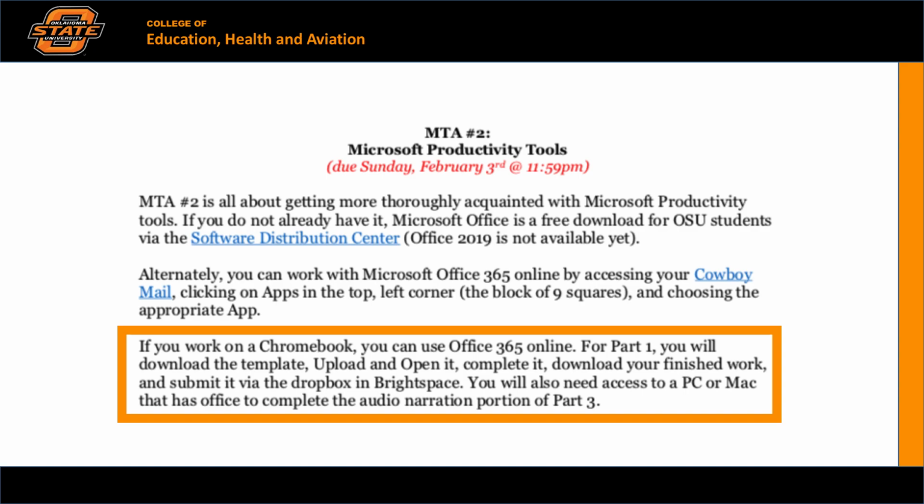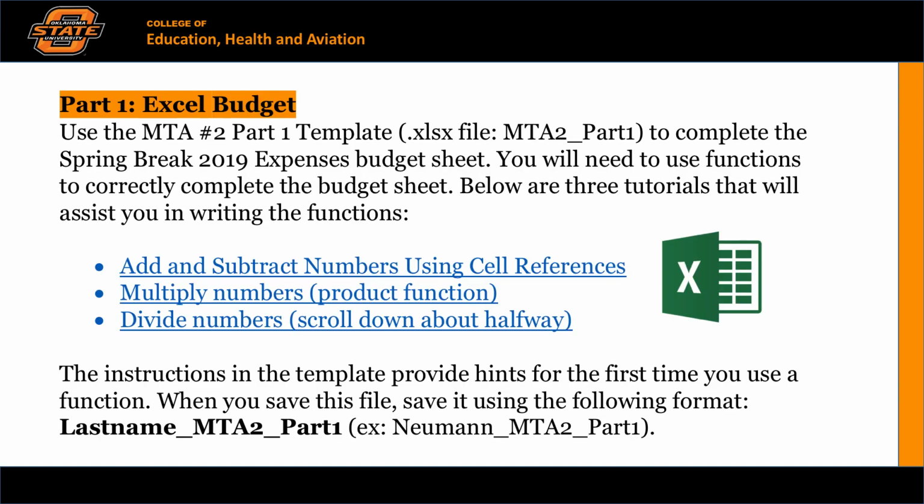So just be aware that if you do have a Chromebook, and I know that's several people in here, you're going to need to get to a PC or a Mac that has Office on it. All right, so I'm going to quickly walk you through each of the parts. Part 1 is the Excel budget.